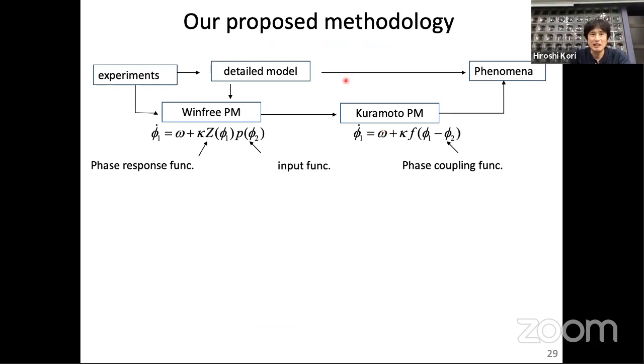Okay, and this is our proposed methodology. Before that, let me explain the usual way to study synchronization, which I already explained. There is an experimental system, and we can build up the detailed model, analyze it and arrive at phenomena. This is one possible way. Or one can derive the phase oscillator models from experiments directly or from a detailed model. And from the phase oscillator models, one can further simplify using averaging into a Kuramoto-type phase oscillator model and arrive at phenomena. That is another possible way.